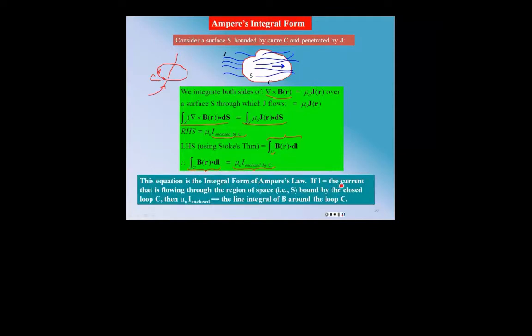If I is the current that is flowing through the region of space, in other words through S, bounded by the closed loop C, then mu 0 I enclosed is equal to the line integral of B around the loop C. What we're after when we use Ampere's law is a way to take this line integral and get some simple way to get B outside of the line integral so that we can find B. Again, this is called Ampere's law, and in the integral form, because we have an integral here, it was derived from the differential form, which is Maxwell equation 4.